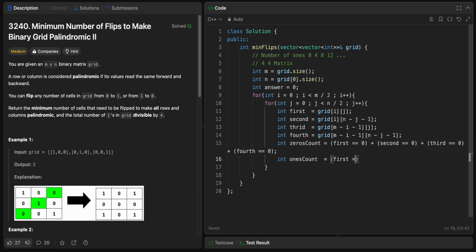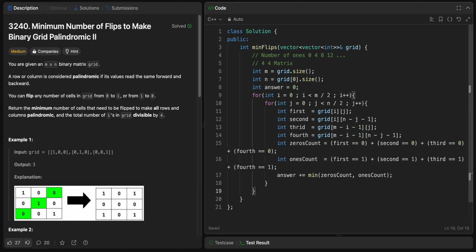I'll check if my first element is equal to 1, plus the second one equal to 1, plus the third one equal to 1, followed by the last, fourth one, which is equal to 1. And I already told you my answer will be added the min of this zeros count or ones count. Why min? Because only the minimum value will be changed to the one which has the maximum value.